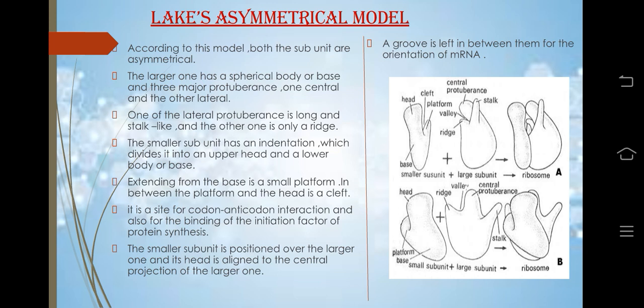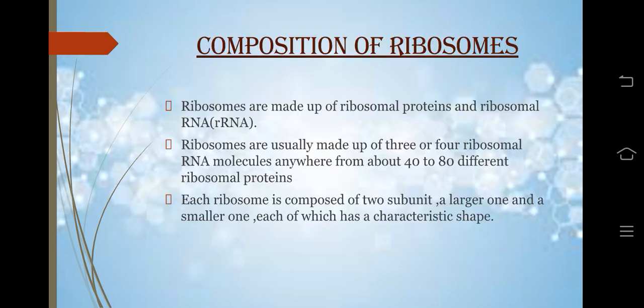The smaller subunit is positioned over the larger one and its head is aligned to the central projection of the larger one. A groove is left in between them for the orientation of mRNA. Central protuberance, head, cleft, platform, base, smaller subunit, valley, ridge, stalk region, then ribosome. Head, platform, base, small subunit plus large subunit, ridge, central protuberance and stalk is equal to ribosome.